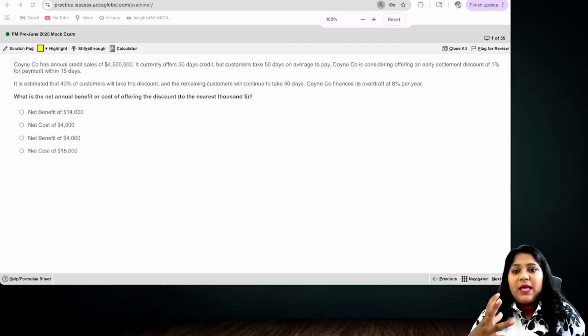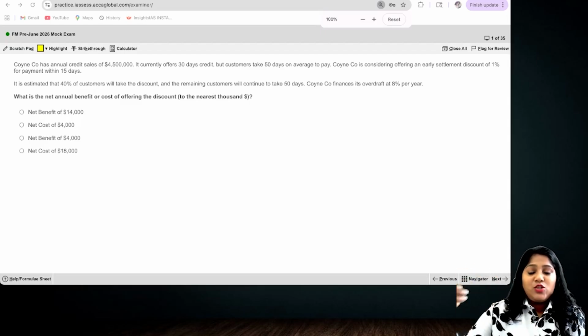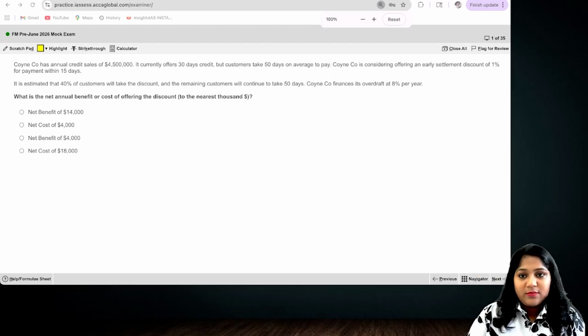Coin company has an annual credit sales of 4.5 million, and right now they are offering 30 days credit, but the customers are actually taking around 50 days on average to pay back to the company. Now we are thinking to offer an early settlement discount of 1% for payment within 15 days, so that I will be able to have a better cash flow. This is what they want to do.